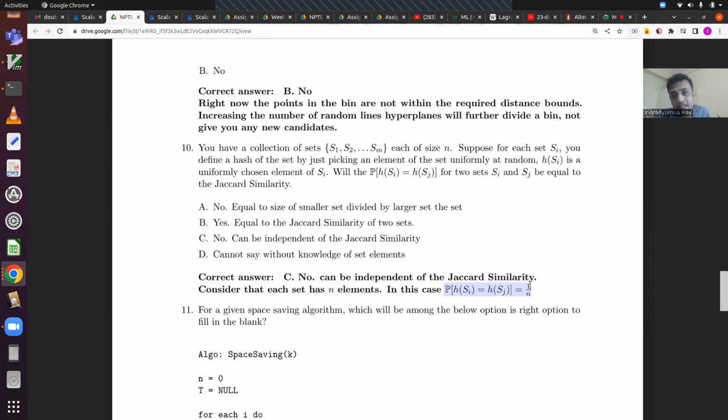So if the two sets do not have any element in common, then intersection is 0. And also the probability of any two positions having the same number is also 0. So there it's equal. But in this case, it's not equal. So, I mean, we cannot say anything.